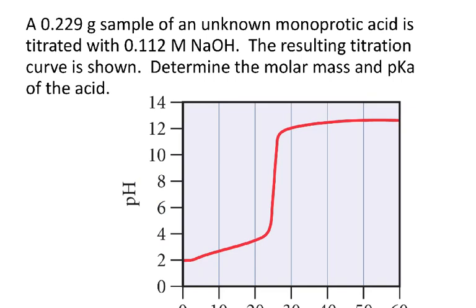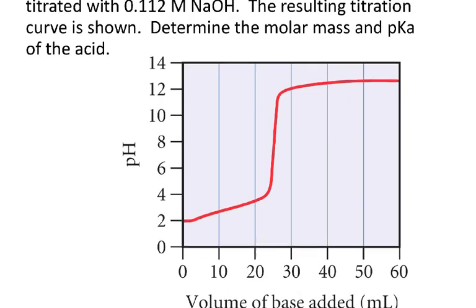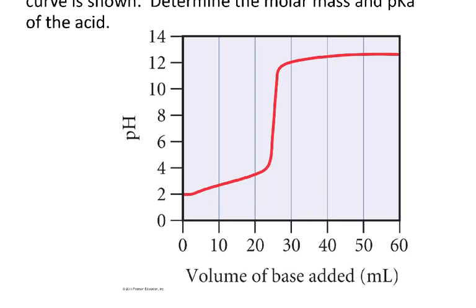Okay, so another practice one. A 0.229 gram sample of an unknown monoprotic acid is titrated with 0.112 molar sodium hydroxide. The resulting titration curve is shown. Determine the molar mass and the pKa of the acid. So take a minute, think about that. How would you approach it?